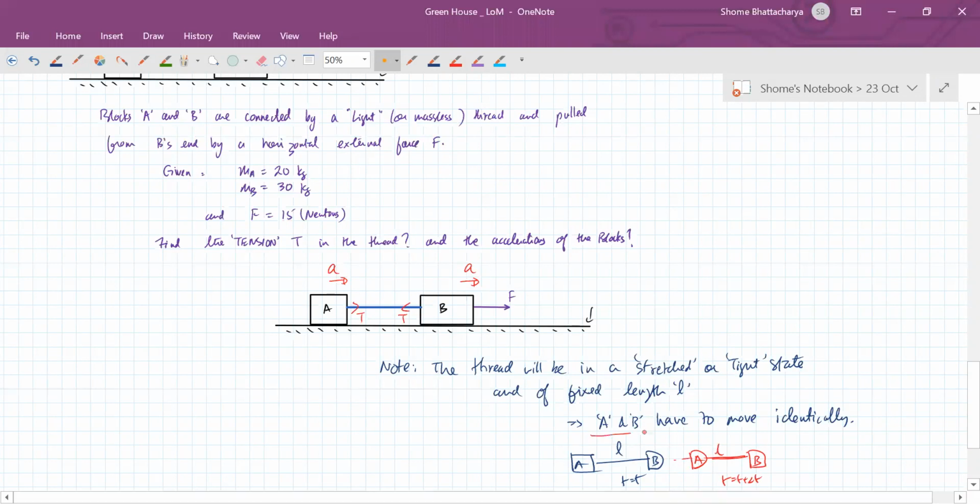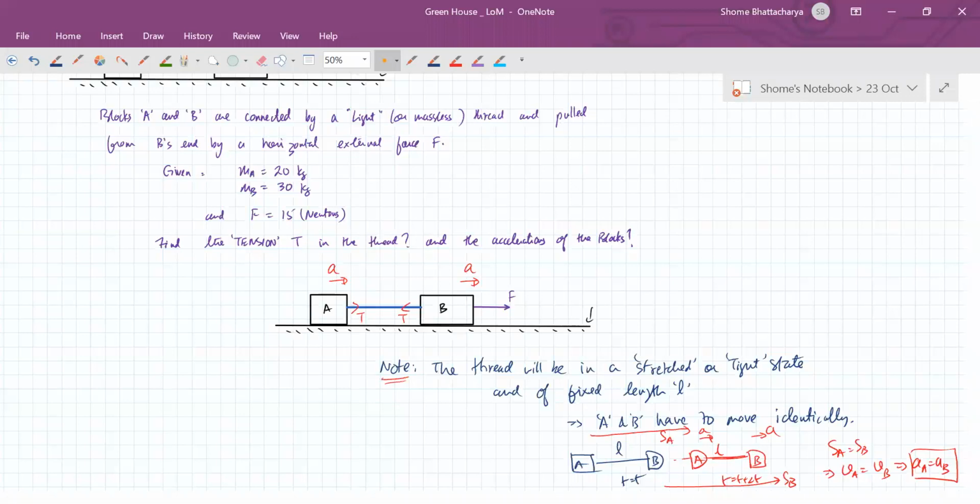So whatever is the displacement of block A, same will have to be the displacement of block B. Displacement of A will have to be equal to displacement of B. That means velocity of A will have to be equal to velocity of B. That means acceleration of A will have to be equal to acceleration of B. So they'll have to have a common acceleration. That is the idea. So once you know this, the rest is very simple. Now what you do is you just make the free body diagrams. So next step, you make the free body diagrams of A and B, and from that you will be able to answer both these things: how much is the tension developed and how much are the accelerations of the blocks.